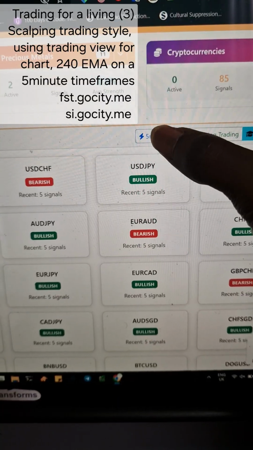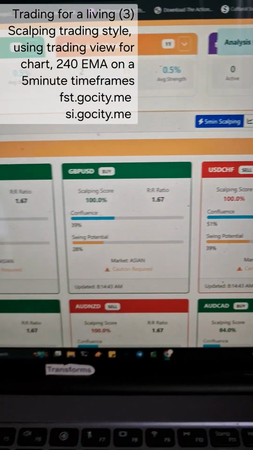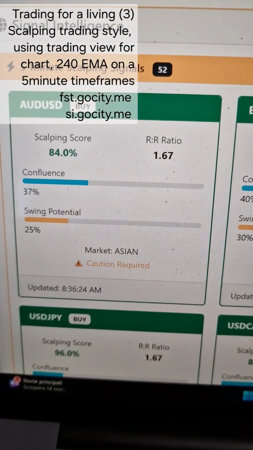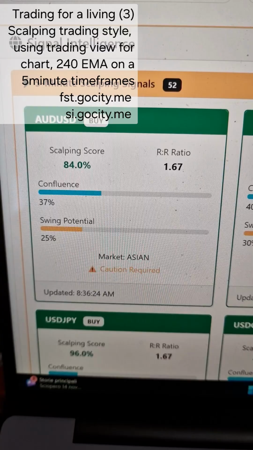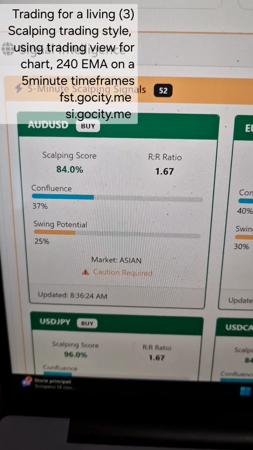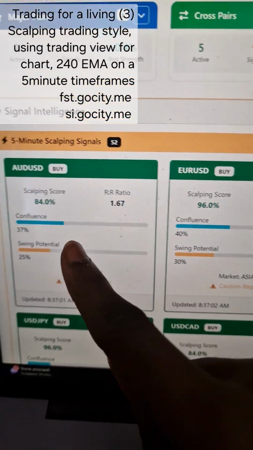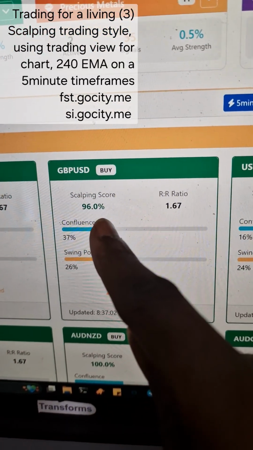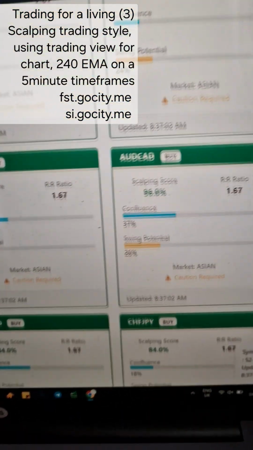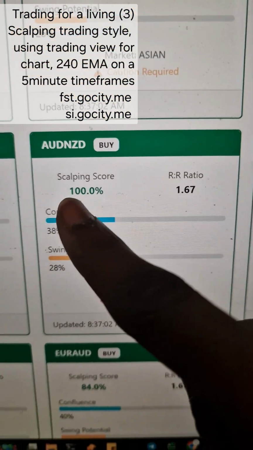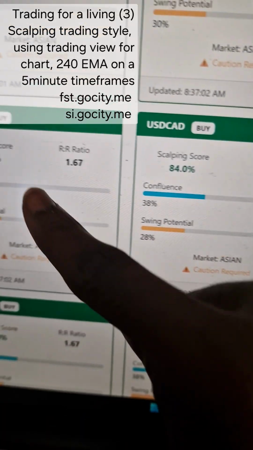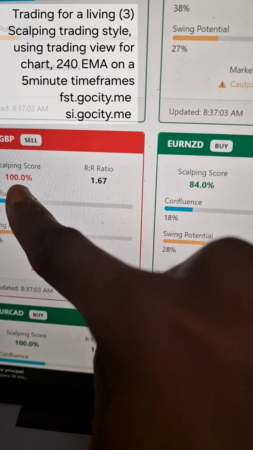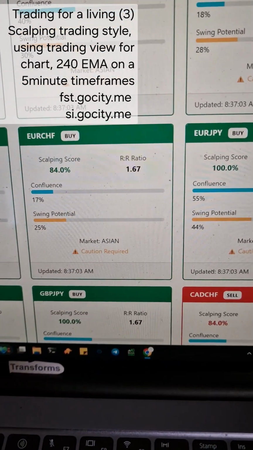And here I want to click on the scalping. Looking at the scalping board, there's something I want us to pay more attention to, which is the scalping score. The scalping score, if you look, we have 84 here, we have 96 here, 96, 96, 100%, 84, 96, even some that are red, which are indicating sell 100% and so on.